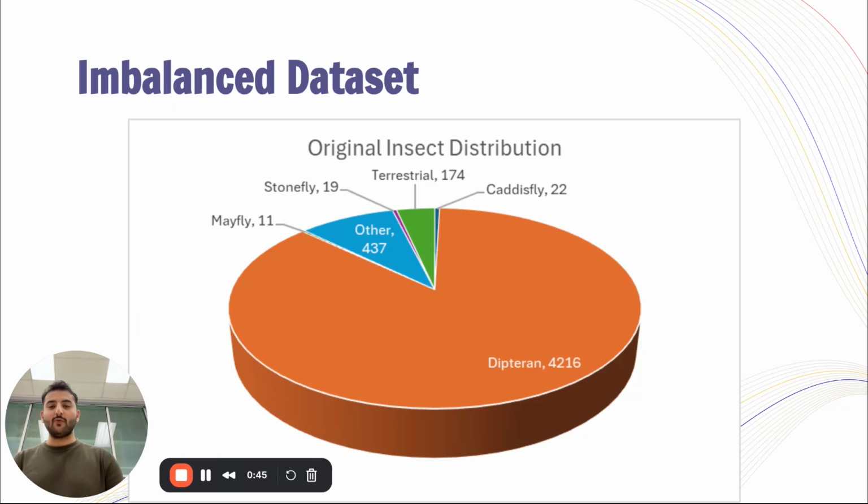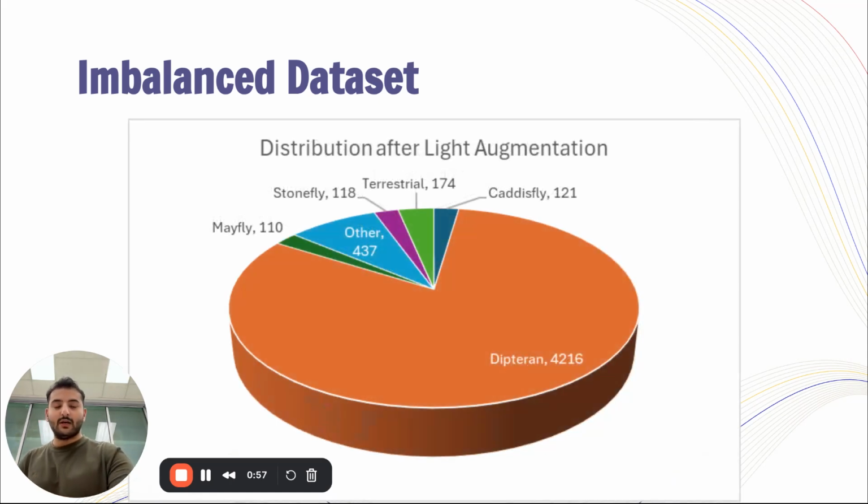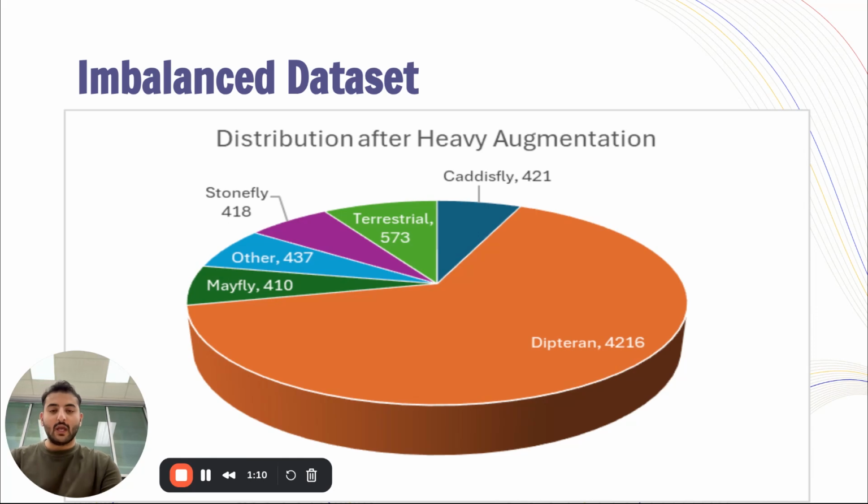So we faced a problem with an imbalanced data set, where some orders of the insects were the dominant ones. We tried to solve that with augmentation, and you can see the results showing more of the rarer classes with light augmentation. And after heavy augmentations, you can see that other classes have their own good share that could help the model detect them well.